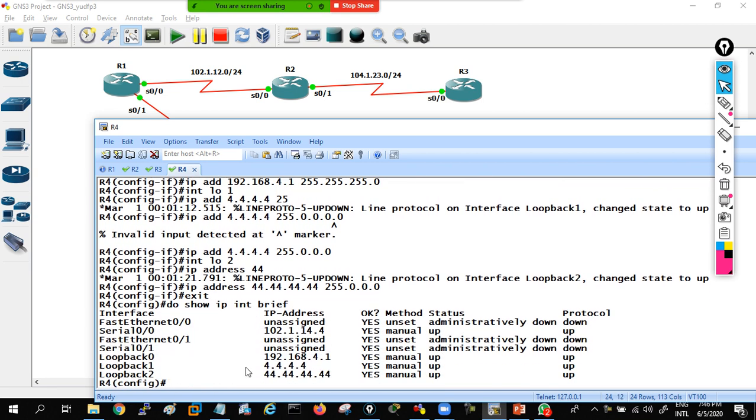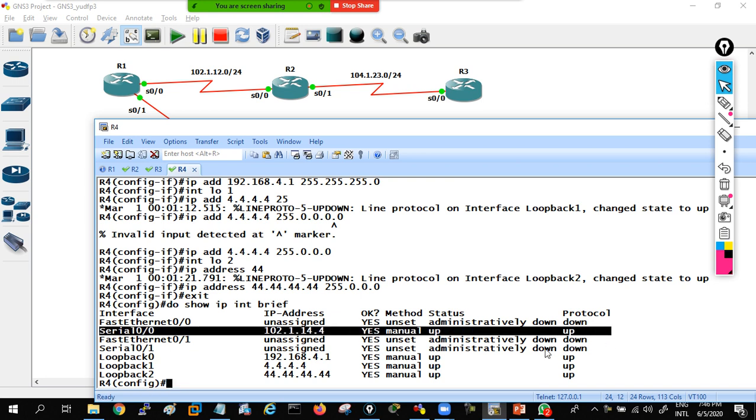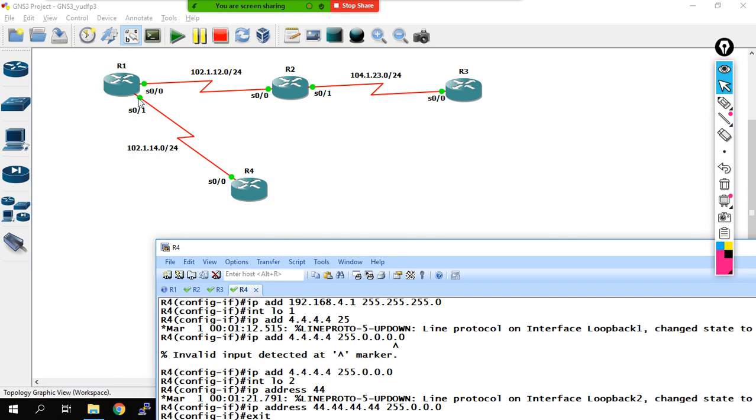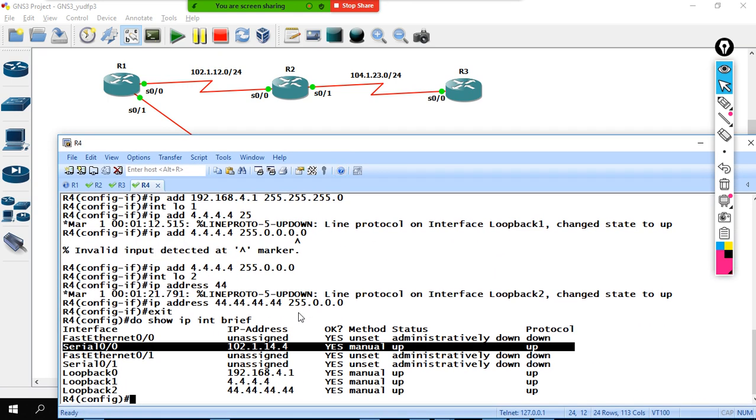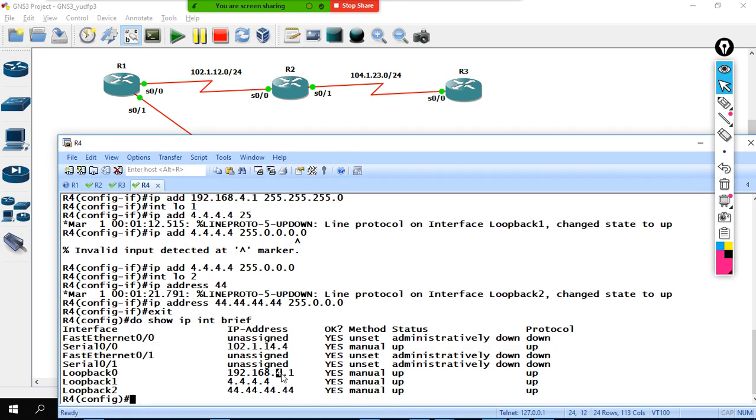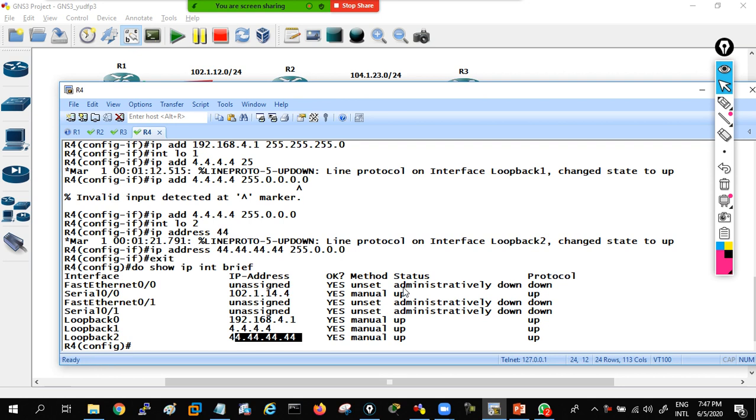Now, so far, did you see here, everybody? I configured serial 0/0 as 102.1.14.4 because this is the link between 1 and 4. That's why I use 14, and this is router 4, so I use 4. Then after that I configured network 4, and then 44. You understand? Now I am going to advertise into RIP.